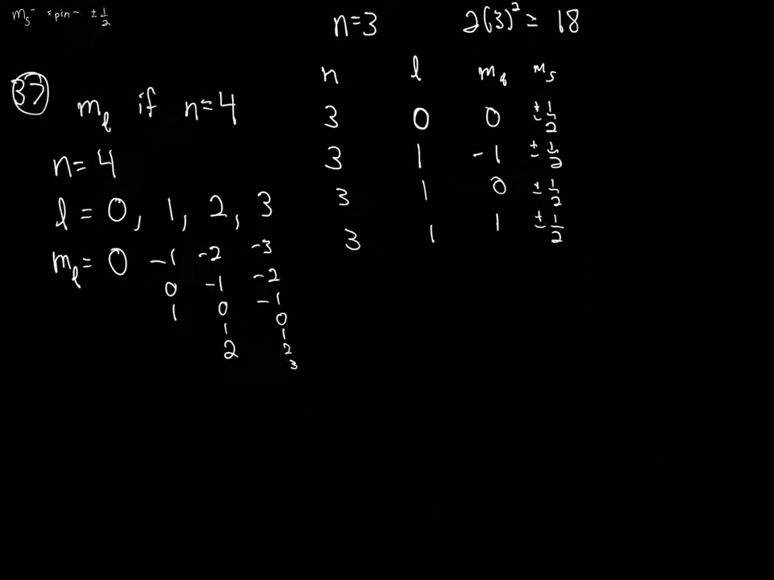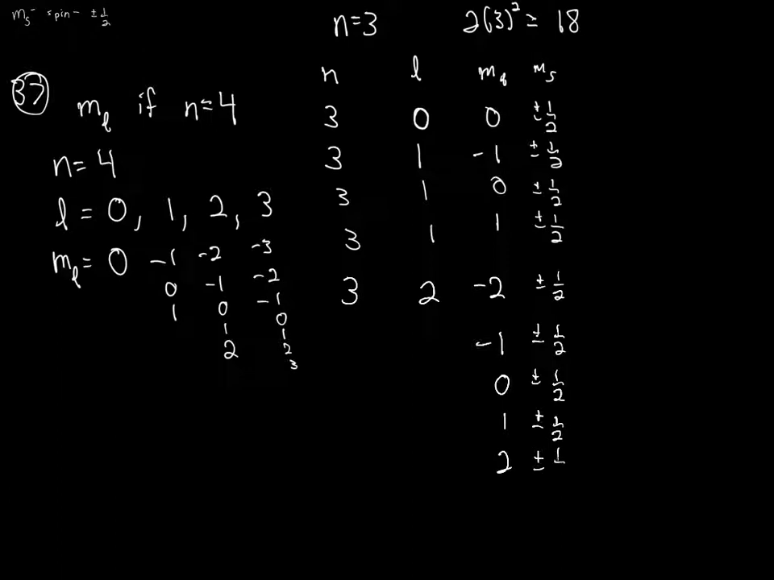Okay, my N can be 3. What else can L be? 2. Okay. If L is 2, what can M sub L be? Negative 2, negative 1, 0, 1, 2. Each with plus or minus 1/2.